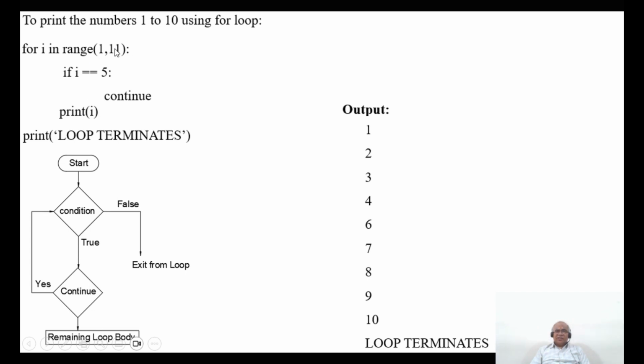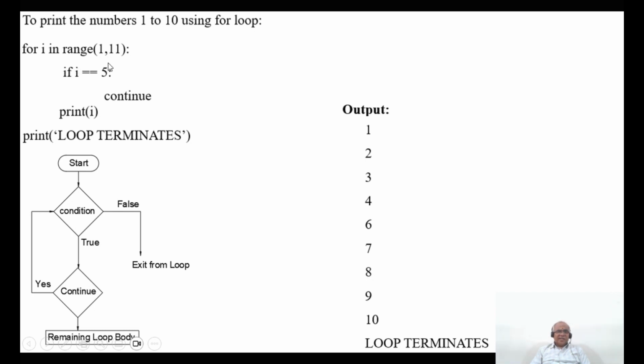So it takes the value 6. 6 is within 11. Is 6 equal to 5? The condition is false. Print 6. Again it goes back to take 7. 7 is within 11. Is 7 equal to 5? No. Print 7. Again it goes back and takes the value 8. 8 is within 11. Is 8 equal to 5? No. Print 8. Again it goes back.